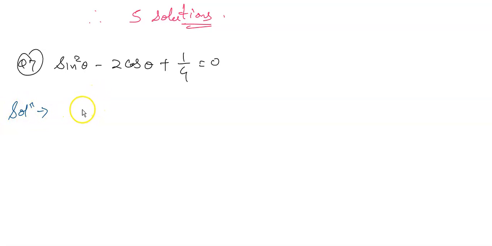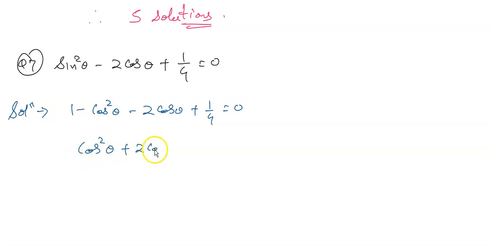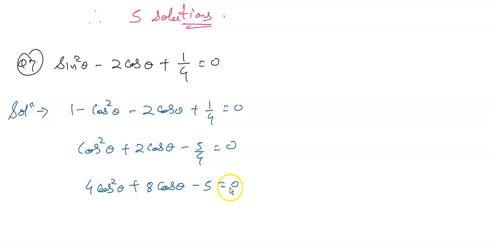So we can easily see that we can convert this into a quadratic in cos, because sin square is written. This can be written as 1 minus cos square theta minus 2 cos theta plus 1 by 4 is equal to 0. So this implies cos square theta plus 2 cos theta minus 5 by 4 equal to 0. So we can write it as 4 cos square theta plus 8 cos theta minus 5 is equal to 0.